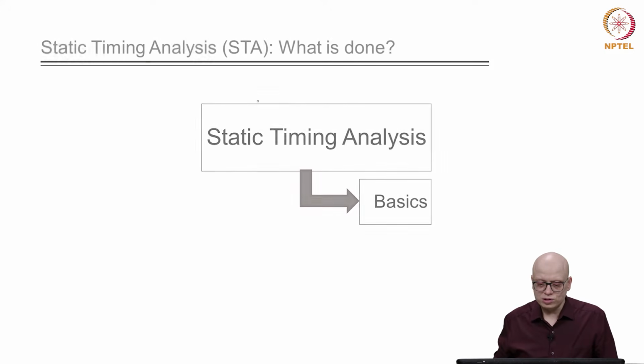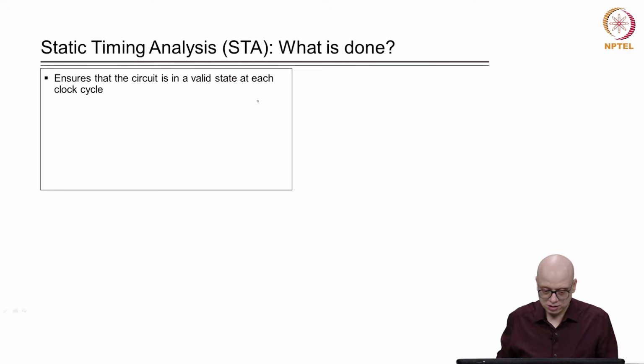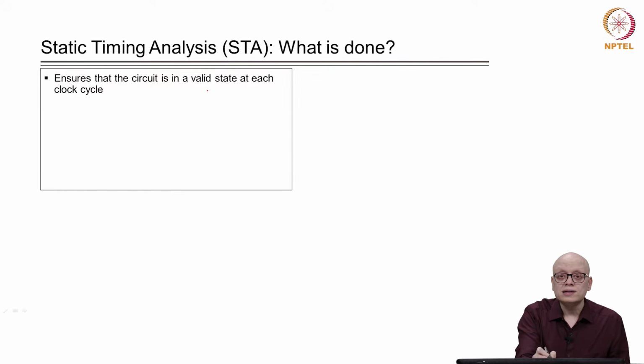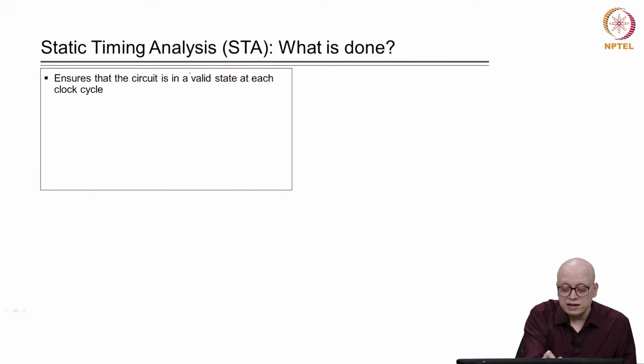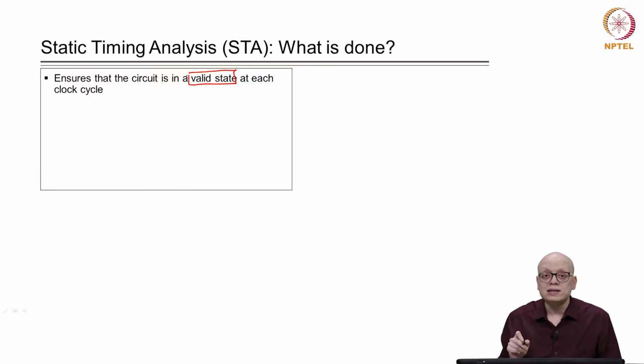Now, let us look into what is done in static timing analysis. The most important purpose of static timing analysis is to ensure that the circuit is in a valid state at each clock cycle. Now, what is meant by valid state and how does an STA tool ensure that the circuit is in the valid state at each clock cycle? We will be looking at it in a later part of this lecture.